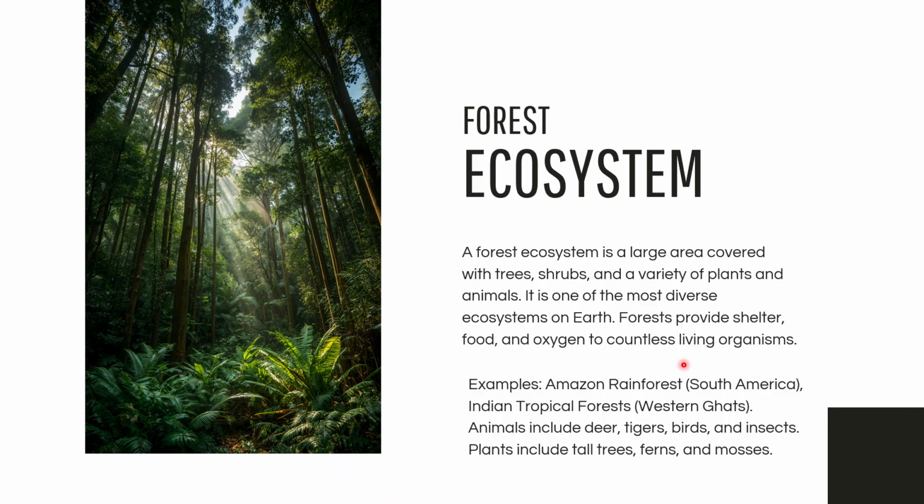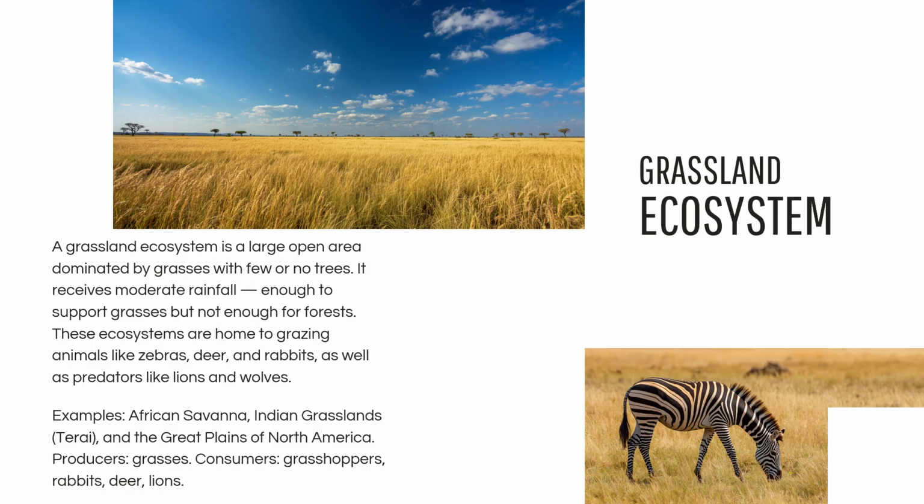Now here is a quick fact. The Amazon tropical forest provides 20% of the world's oxygen. So you see how they are helping us. Examples are the Amazon rainforest present in South America and the Indian tropical forest, which is the Western Ghats. Animals can include deer, tigers, birds and insects. Plants can include tall trees, ferns and even mosses. Even lichen are present in a forest ecosystem.